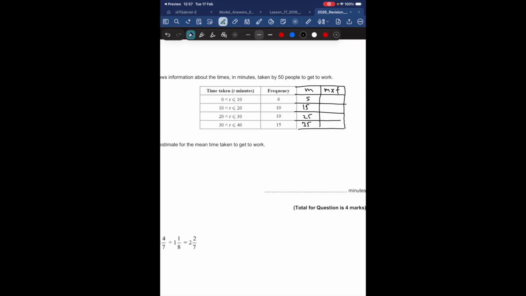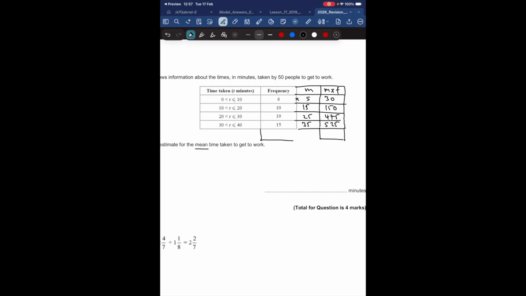The M times F column is the midpoint times the frequency column. So we can work those out. So the first one will be 6 times 5, which is 30. Next one, 10 times 15, which is 150. 19 times 25, which gives us 475. And finally, 15 times 35 will give us 525.